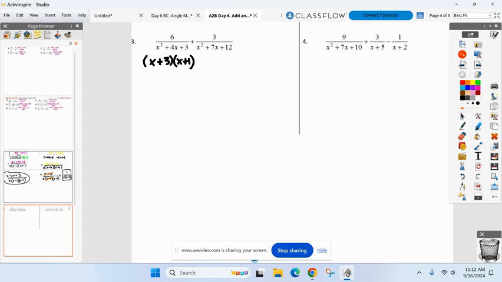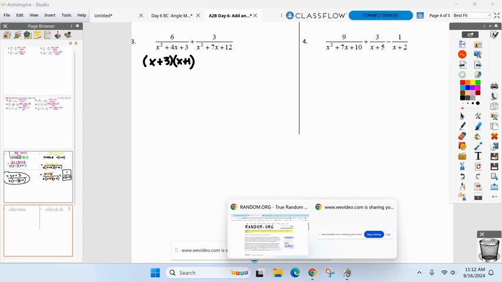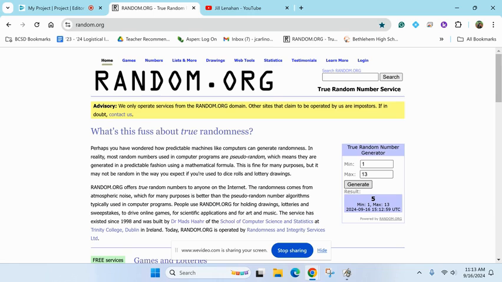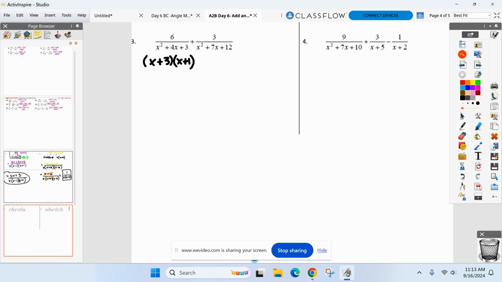How about that next one? X squared plus 7x plus 12. What are you factoring that beast into? X plus 4 and x plus 3. There you go. Machine. We got a lot here.